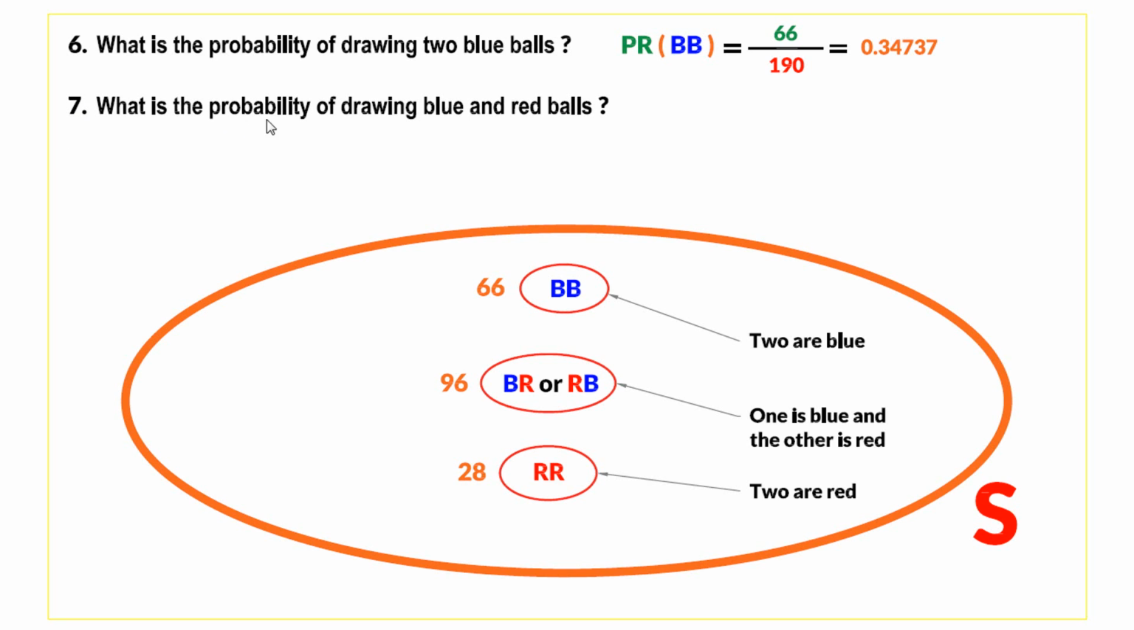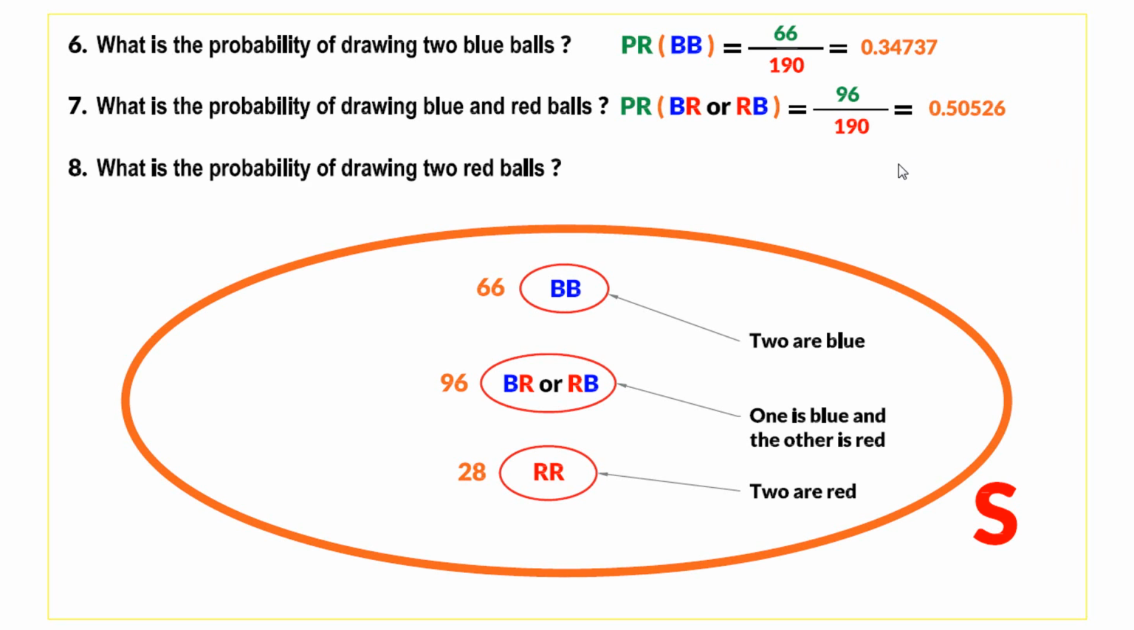Question number 7, what is the probability of drawing blue and red balls? So this is the event we are looking for, and the number of elements is 96 here. So the probability is 96 over 190, and that is 0.50. Question number 8, what is the probability of drawing 2 red balls? So this is the event of 2 red with a total number of elements 28. So its probability is 28 over 190, and that is 0.14.